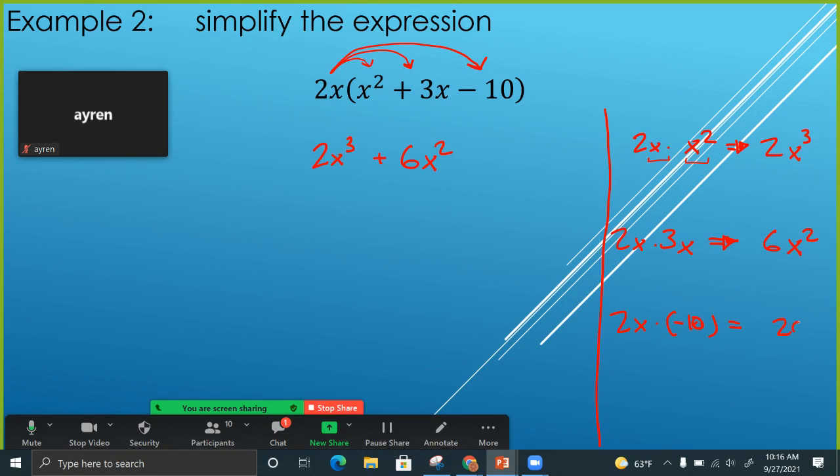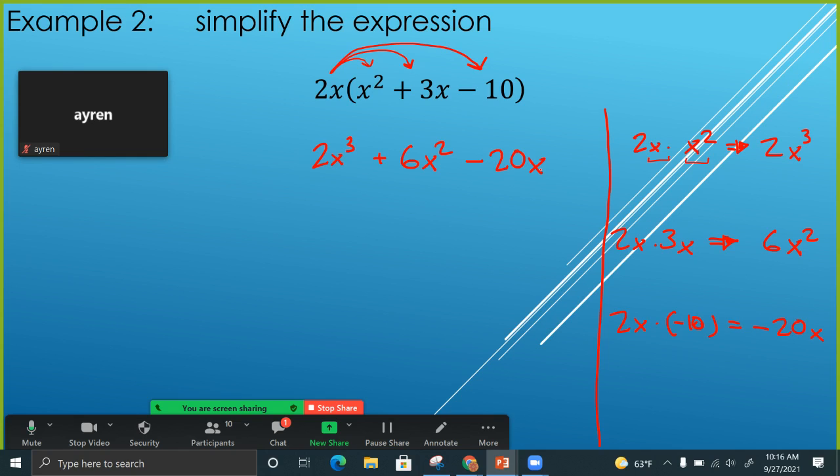Well, that'll be 20. One of those was negative, so it's negative 20, and one of those had an x, so that kind of goes along with it for the answer, so negative 20x. And that's it.